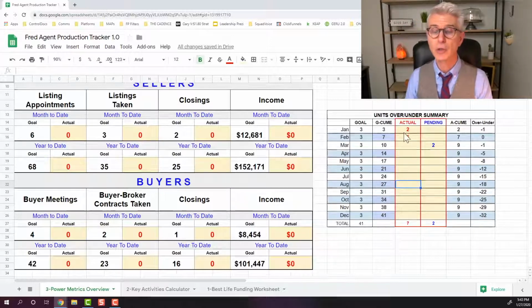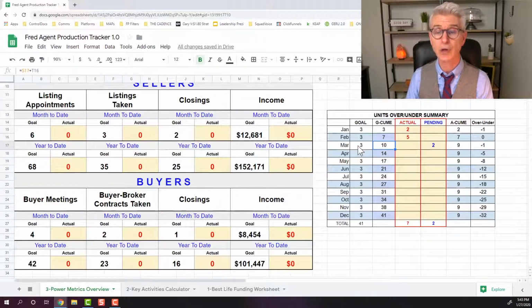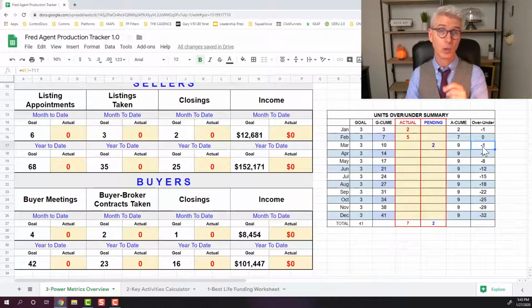So here's what you get, right? So here's the goal. You can see, so in March, if the goal is 3 closes roughly per month, he'll need to be at 10 closings by the end of March, right? He's closed 7 to date, and he's got an additional 2 pending in March. But if you look at his totals through the end of March, he's behind 1 unit. So this will help you keep track on a running basis where you are with your closeds and your pendings.